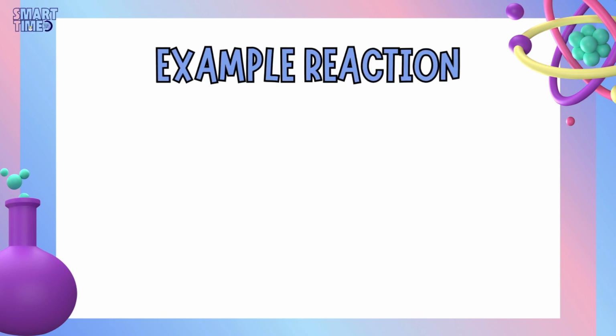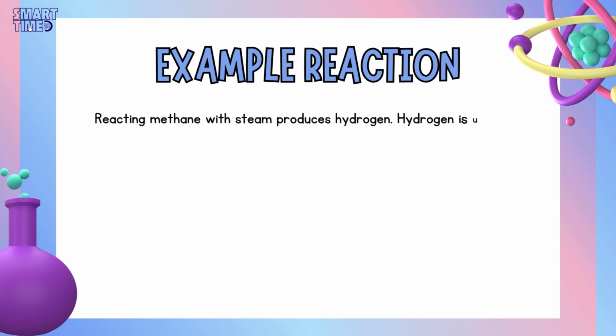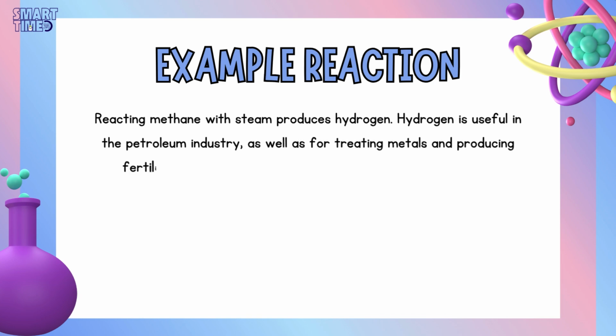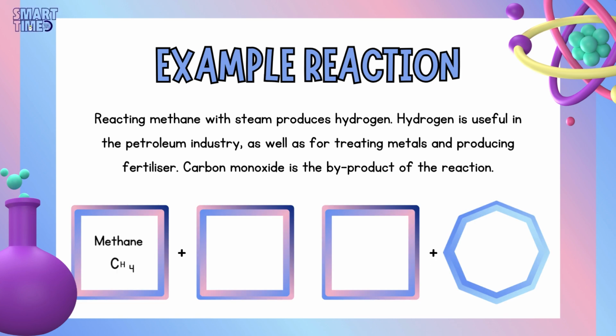Example reaction. Reacting methane with steam produces hydrogen. Hydrogen is useful in the petroleum industry as well as for treating metals and producing fertilizer. Carbon monoxide is the byproduct of the reaction. Methane, CH4, plus steam, H2O, reacts to form hydrogen, 3H2, plus carbon monoxide.